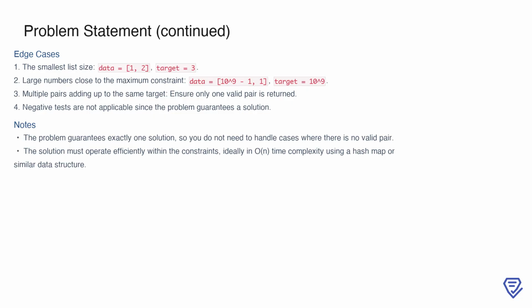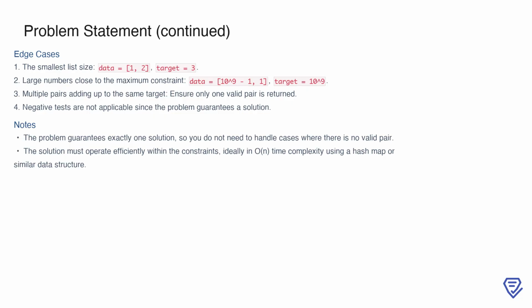Finally, let's discuss edge cases and additional notes. Edge cases include scenarios like the smallest possible input list, such as data equals 1, 2, with target equals 3. Here, the solution involves the only 2 numbers in the list. Another edge case involves very large numbers near the upper constraint, such as data equals 10^9, 1, 1, with target equals 10^9. In these cases, the solution must handle the computational limits efficiently.